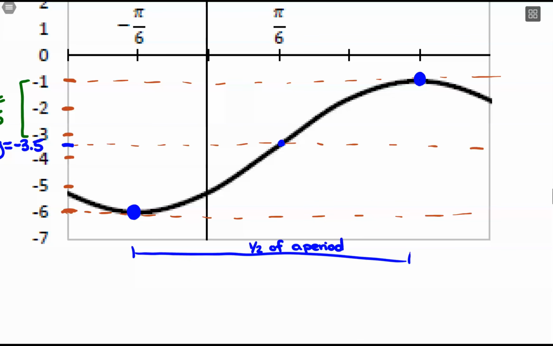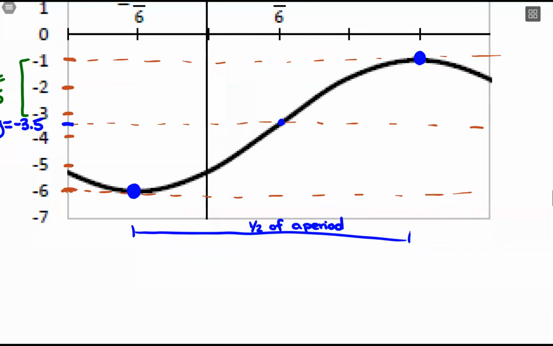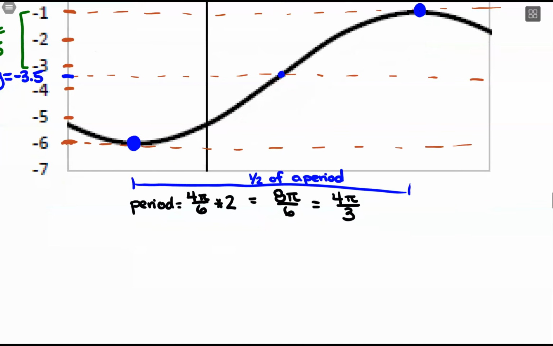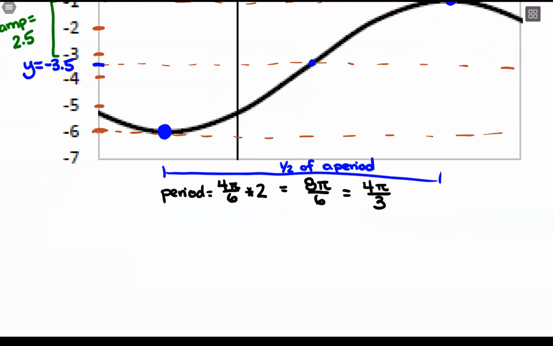which that distance is, we can count these pi/6 values. So we have 1, 2, 3, 4. So what we're seeing there is half of a period is 4 pi/6. So for a full period, we want to double that. It's twice that distance. So that's going to be 8 pi/6, which, simplified down, is 4 pi/3. So, period is 4 pi/3. We would need to do some work in terms of changing that to b. So we know 4 pi/3 is equal to 2 pi/b.